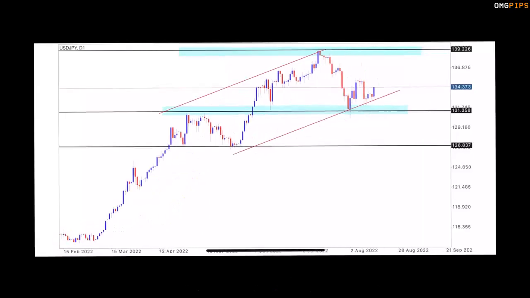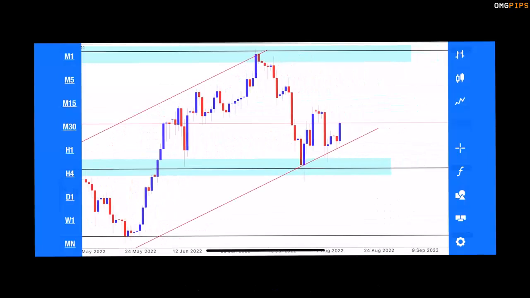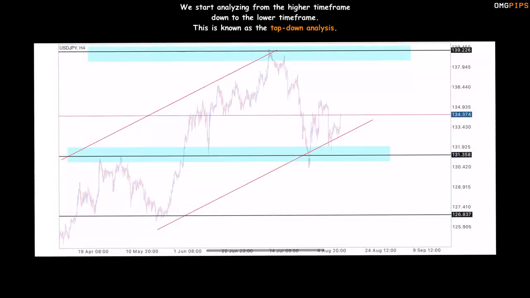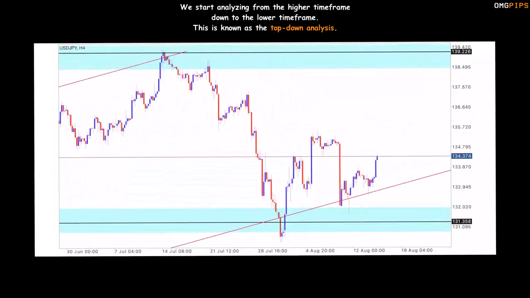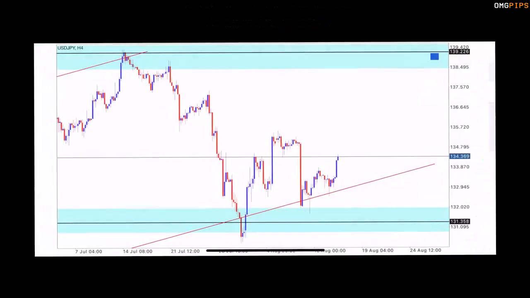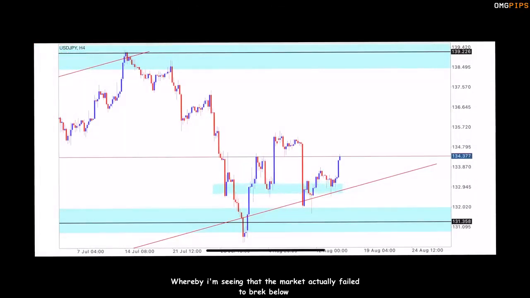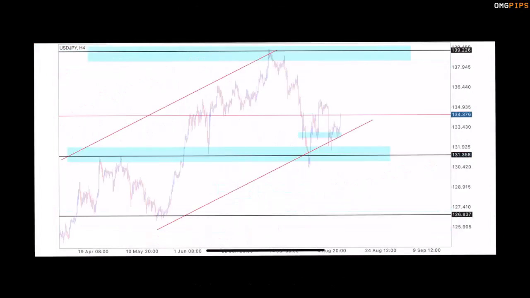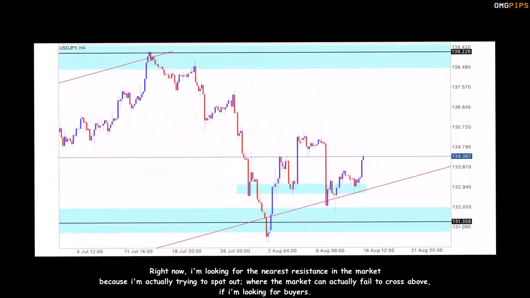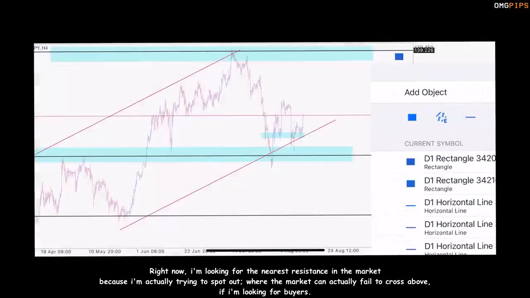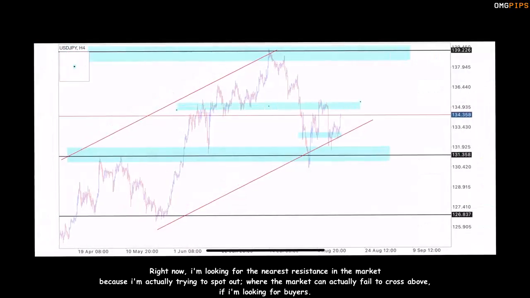So now let me dive in deeper to the 4-hour time frame to look for opportunities of entry. So right now I'm basically going to start marking my sensitive areas, starting first with my support, whereby I'm seeing that the market actually failed to break below, which serves as my floor. And right now I'm looking for the nearest resistance in the market, because I'm trying to spot where the market can fail to cross above if I'm looking for buyers.